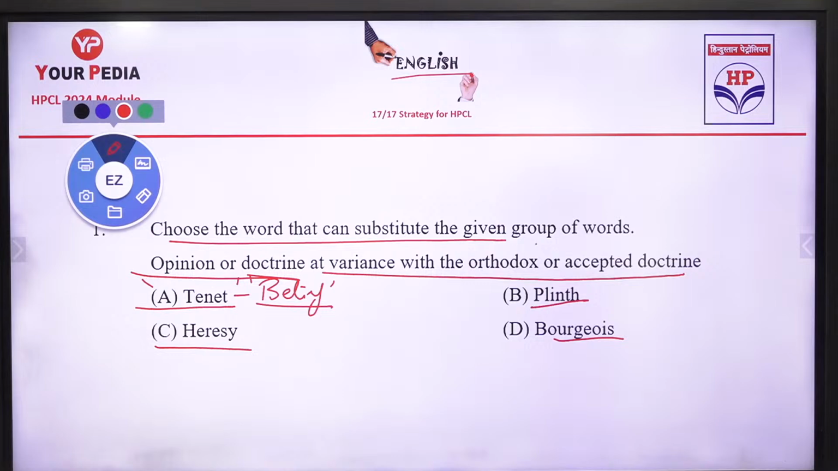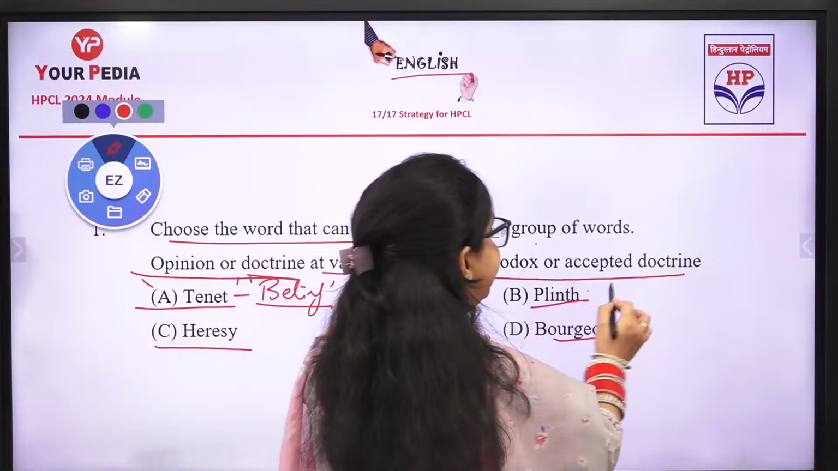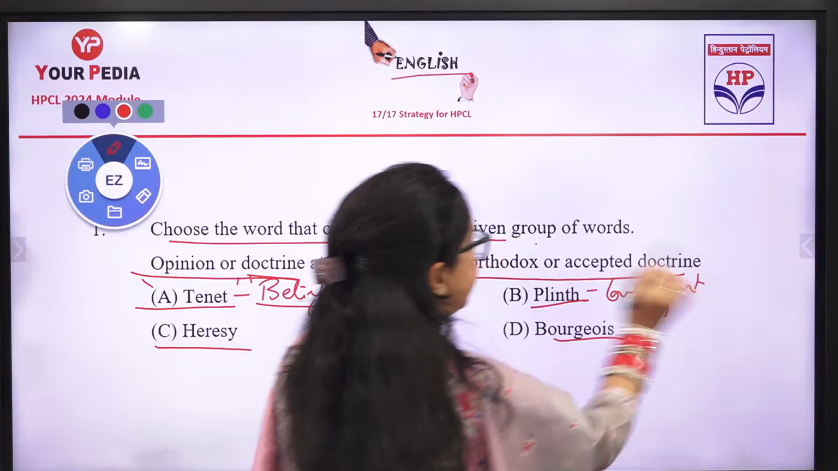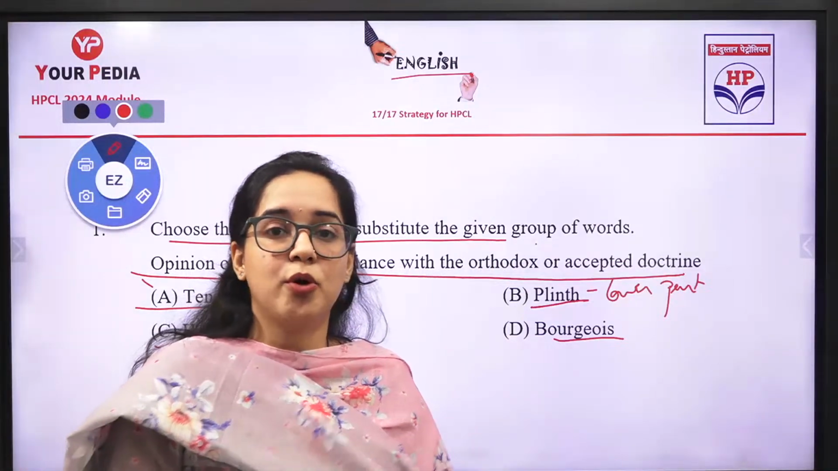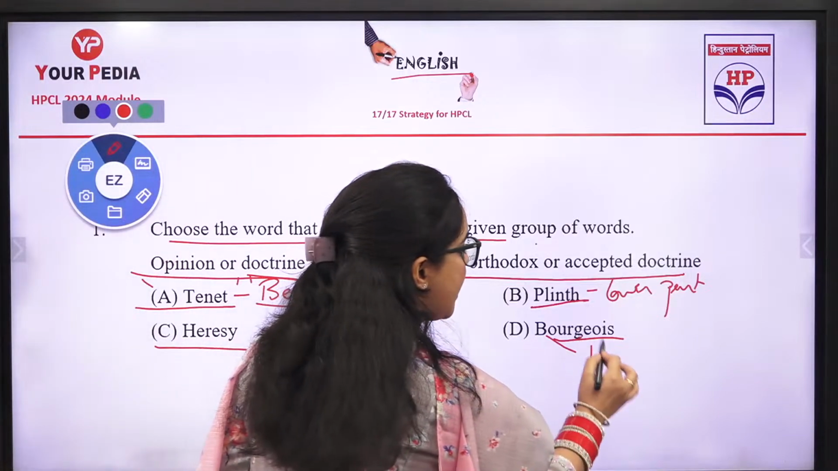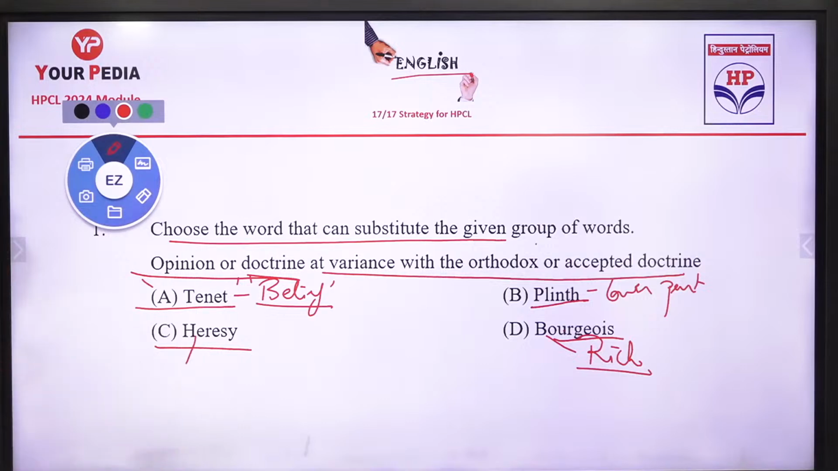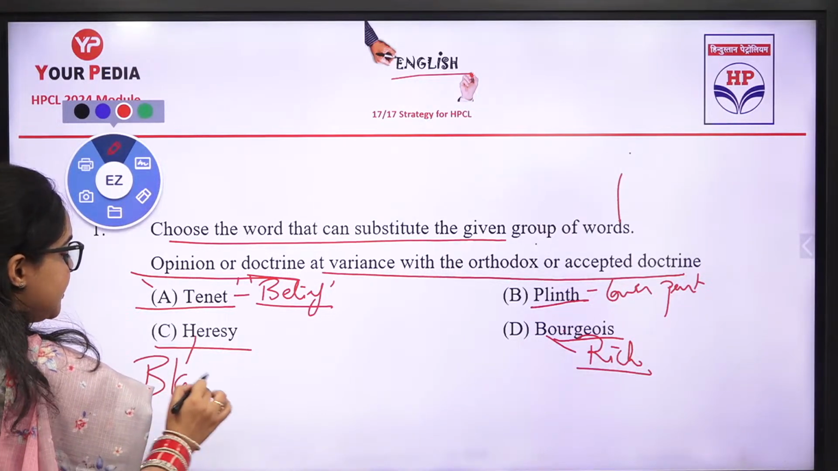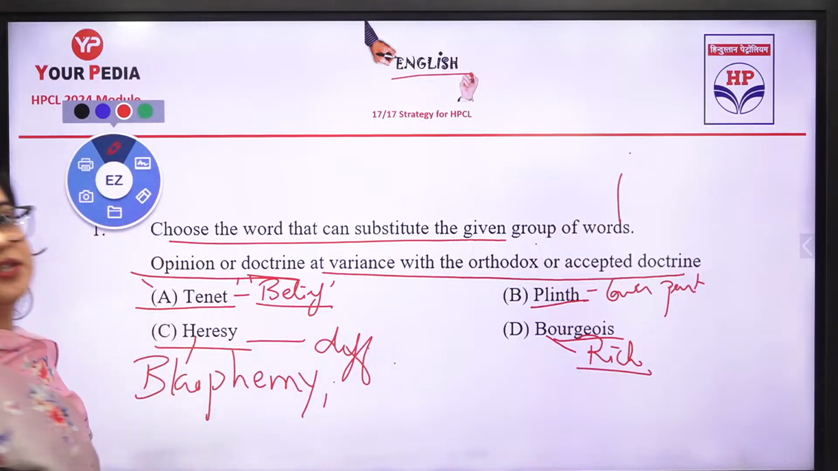Second is your plinth. Plinth is an architectural term, the lower part of an architectural structure. Bourgeois, you remember, we used to study Marxism. In Marxism, we used to study the proletarian class and the bourgeois class. So that is the class which is working. That is the richer class, the middle working class. That is termed as bourgeois. And the last was your heresy. Heresy is something that you call blasphemy. That is a belief that is trying to bring some kind of change, that is getting some kind of different statements. That is termed as blasphemy.